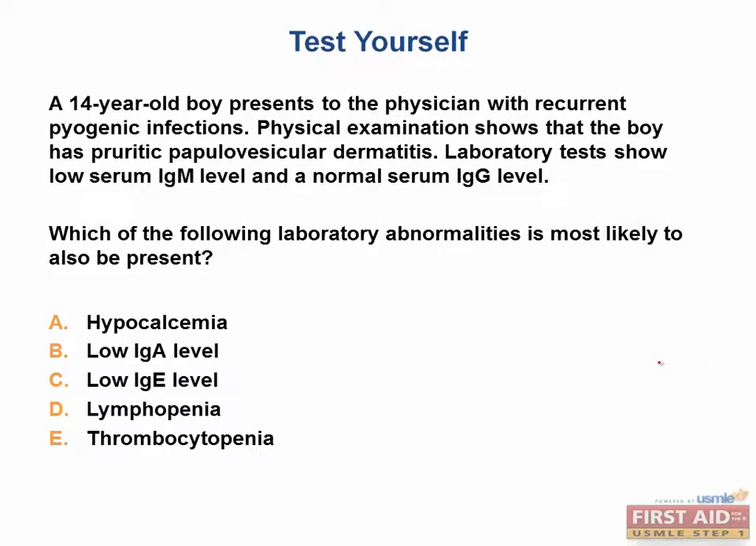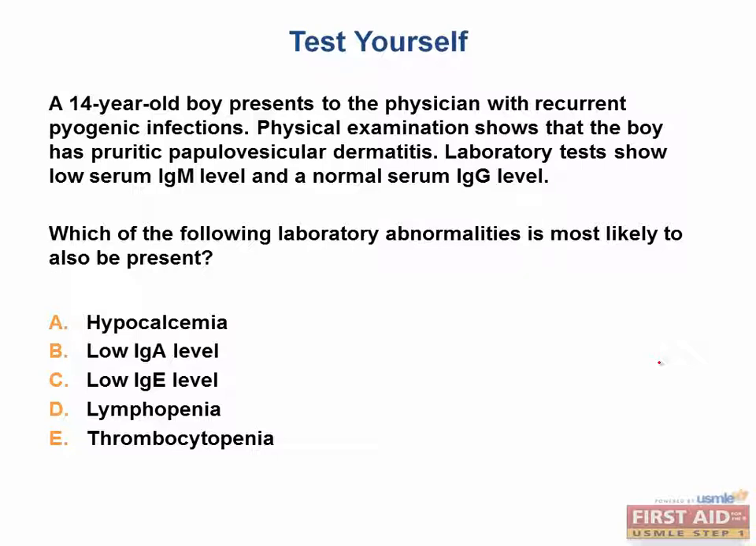All right, time to test your knowledge on immunology real quick before we finish. So, here we go. A 14-year-old boy presents to the physician with recurrent pyogenic infections. Physical examination shows that the boy has pruritic papulovesicular dermatitis. Laboratory tests showed low serum IgM and a normal serum IgG level. Which of the following laboratory abnormalities is most likely to also be present?